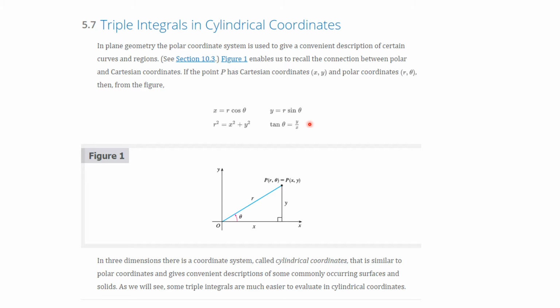In 3 dimensions, there is a coordinate system called cylindrical coordinates that is similar to polar coordinates and gives a convenient description of some commonly occurring surfaces and solids. As we will see, some triple integrals are much easier to evaluate in cylindrical coordinates.